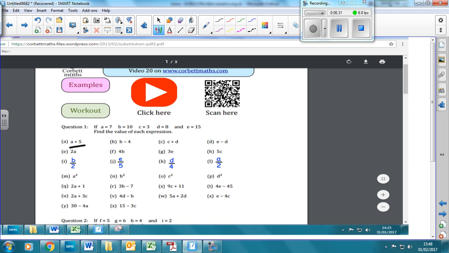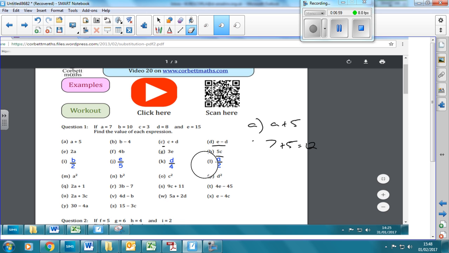But the way we're going to do this one, for question A, and this is how I want it written out, I want you to write down a plus 5, and then that equals, so your value of a is 7, so that's going to be 7 plus 5, which equals 12. And then you go through and do the same for all of these questions. I think it's either 2 or 3 pages worth, and hopefully that should be enough to last you for the lesson. In all these questions, your value of A is 7, your value of B is 10, your value of C is 3, D is 8, and E is 15.